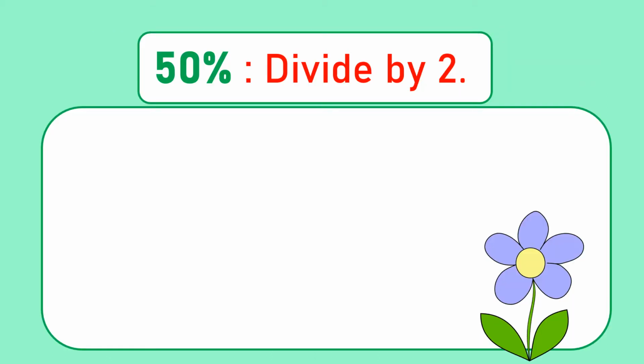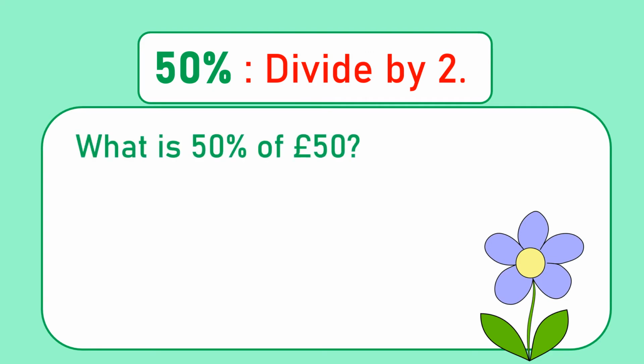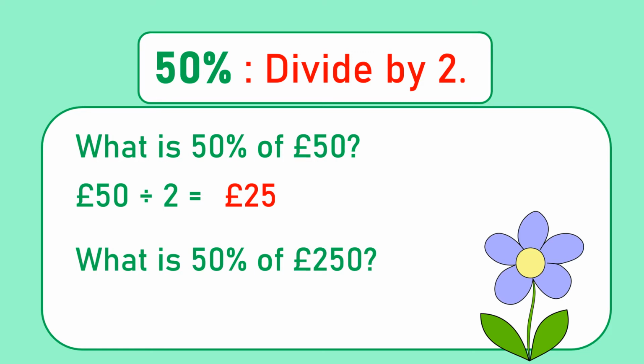I'm sure you can think of more. So we're going to start out with some basic ones. First of all, to work out 50% of a number, you would divide it by 2. So an example, 50% of 50, £25. And 50% of £250, again we divide it by 2, which gives us £125.